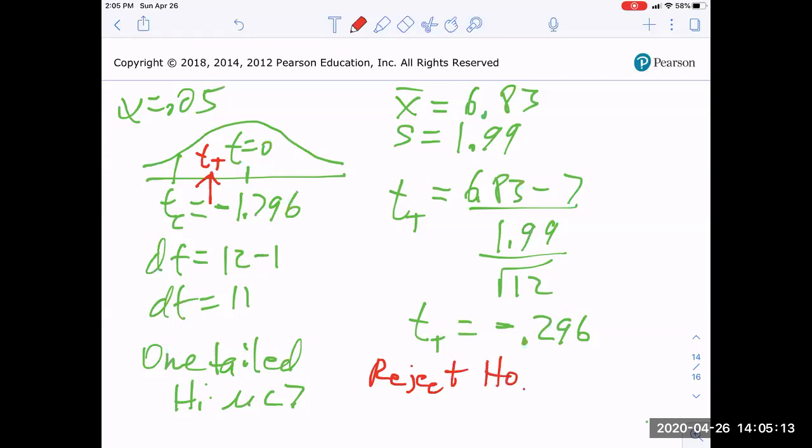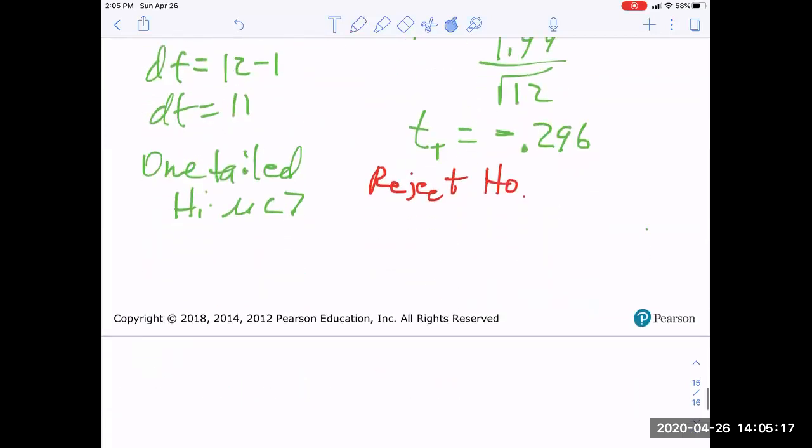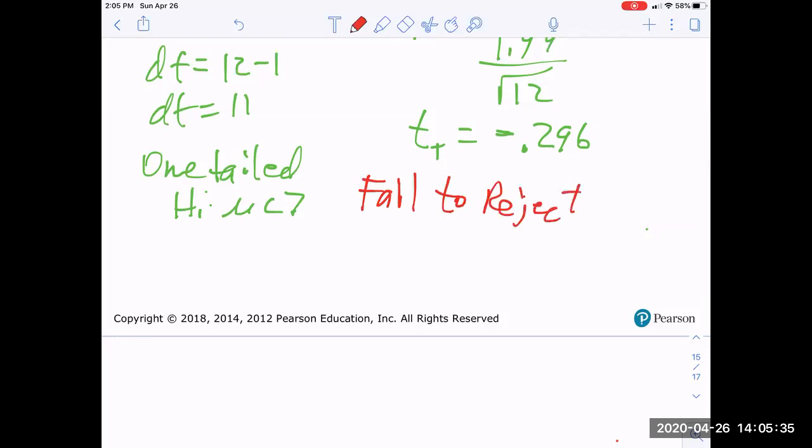So we have to write our conclusion. I know somebody's screaming. I can hear you because I can't remember what I said. I was thinking too far ahead. We failed to reject H naught. Thanks for whoever was screaming at me.